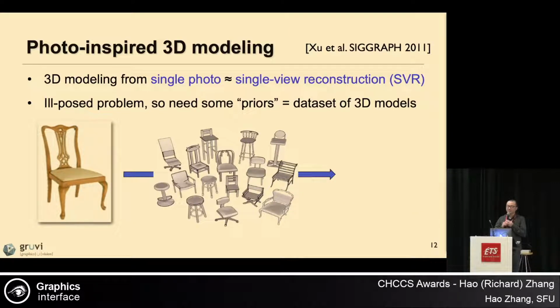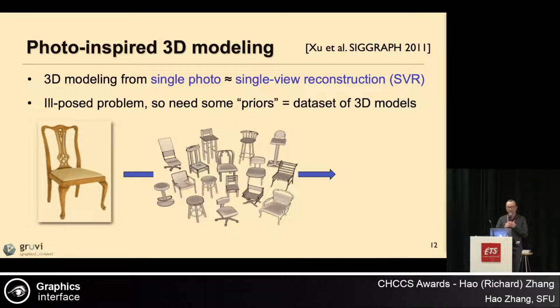Now I go back to one of the really early works, just more than 10 years ago. At the time, we didn't call it single view reconstruction, which I think is the typical term in computer vision and graphics now. We called it photo-inspired 3D modeling. Really, it was doing exactly the same thing. The input is a single photograph, and we're going to get a 3D model out of it. So clearly, this is an ill-posed problem.